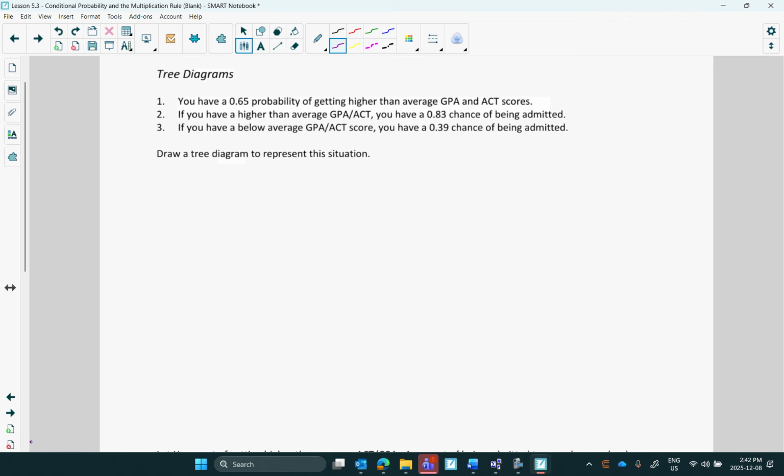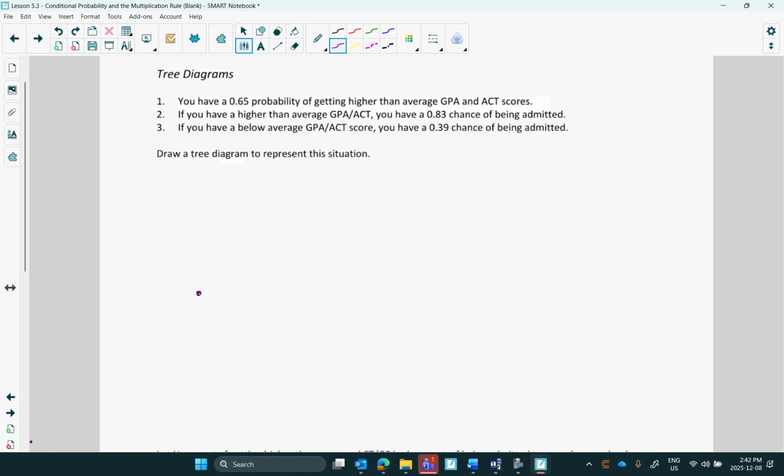So we have two things happening here. We have a 0.65 probability of getting a higher than average GPA and ACT score. So that's the first event. Do we get higher than average or lower than average? And then the second event, well, if it's higher than, then we have a certain chance of getting admitted to a college, to a school or university. Okay, if it's below, we have a certain chance of getting admitted. So the best way to tackle these types of problems is with the tree diagram.